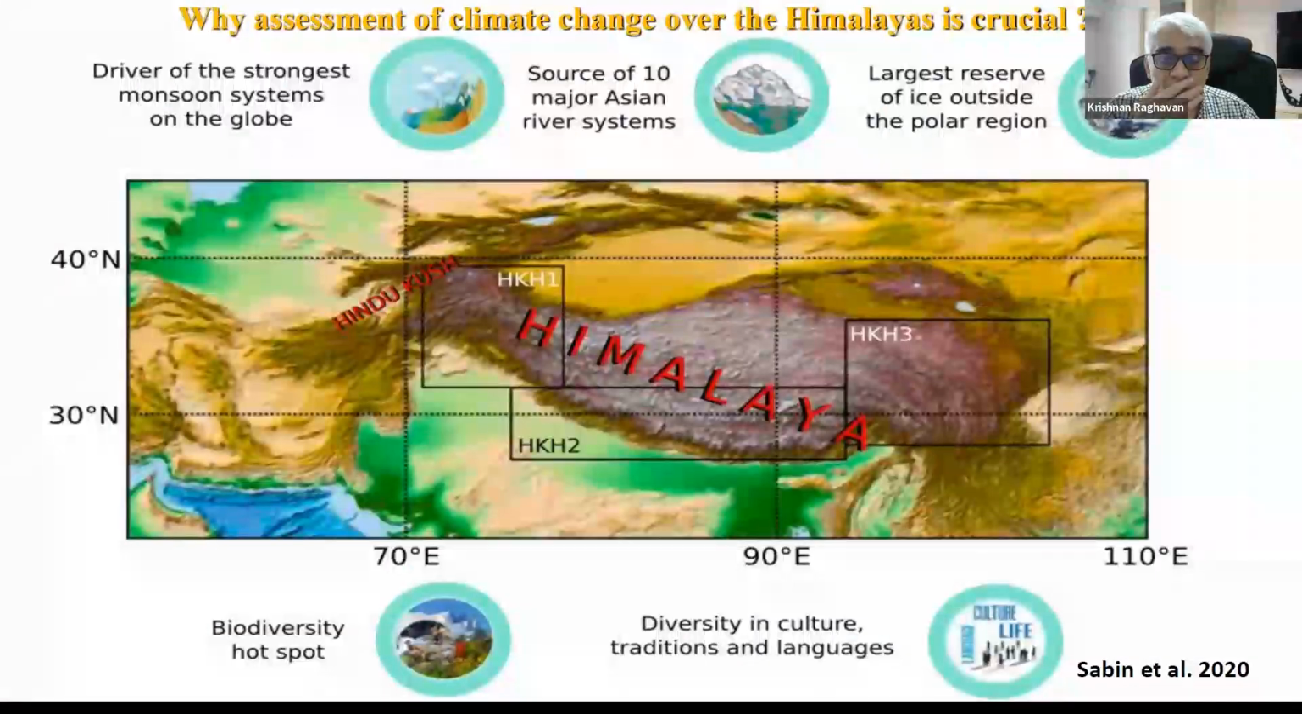Now, why is it relevant to us? We are looking at the Himalayan region. Why the Himalayas are very crucial is because they are one of the drivers of the strongest monsoons on the globe. They are the source of 10 major Asian rivers, and they hold the largest reserve of ice outside the polar regions. Also, it's a biodiversity hotspot, with diversity in culture, traditions, and languages.